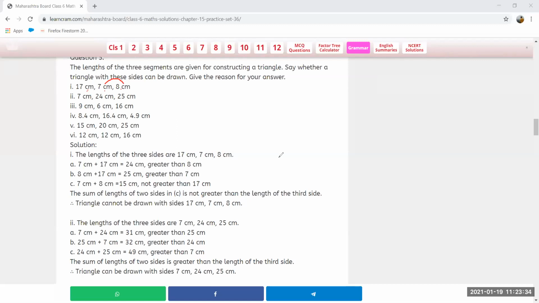So in case C, the sum of lengths of two sides is not greater than the length of the third side. Therefore, the triangle cannot be drawn with side 17, 7 and 8 centimeter.